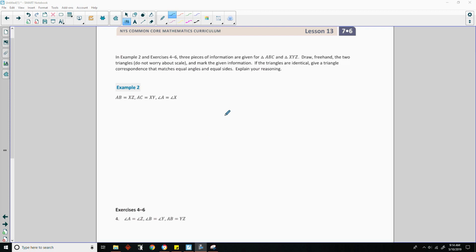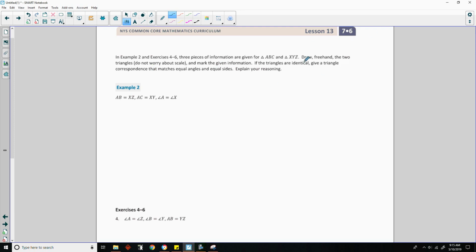Okay, on to page 3. In example 2 and exercise 4 through 6, 3 pieces of information are given for triangle ABC and triangle XYZ. Draw freehand the 2 triangles. Do not worry about scale and mark the given information. If the triangles are identical, give a triangle correspondence that matches the equal angles and equal sides. Explain your reasoning.